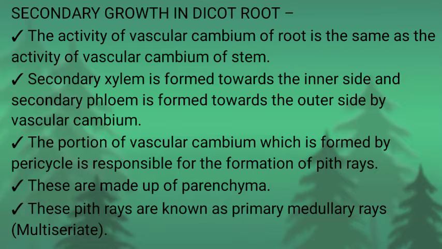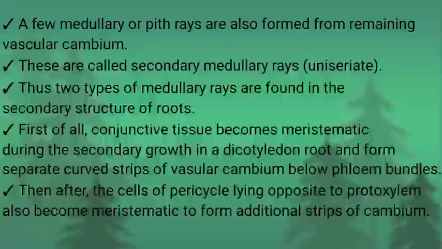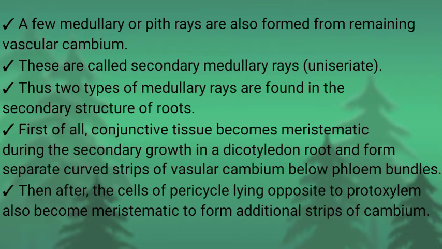Pericycle is responsible for the formation of pith rays or medullary rays, which are made up of parenchyma. Pith rays or medullary rays are multiseriate, which means multi-layered. A few medullary rays or pith rays are also formed from the remaining vascular cambium. These are called secondary medullary rays. Secondary medullary rays are uniseriate or single layered. Thus, two types of medullary rays are found in the secondary structure of dicot roots.